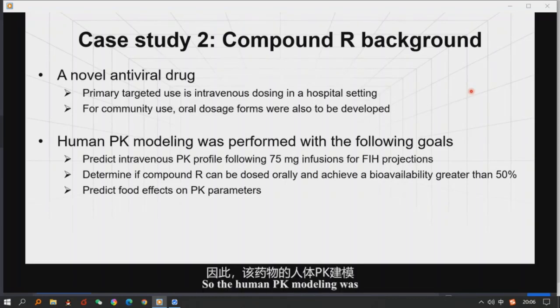So the human PK modeling was performed with the following goals. They wanted to predict the intravenous PK profile following a 75 mg infusion. They then wanted to determine if compound R could be dosed orally and achieve a bioavailability greater than 50%. And finally, they wanted to predict whether food effects would impact the PK parameters.